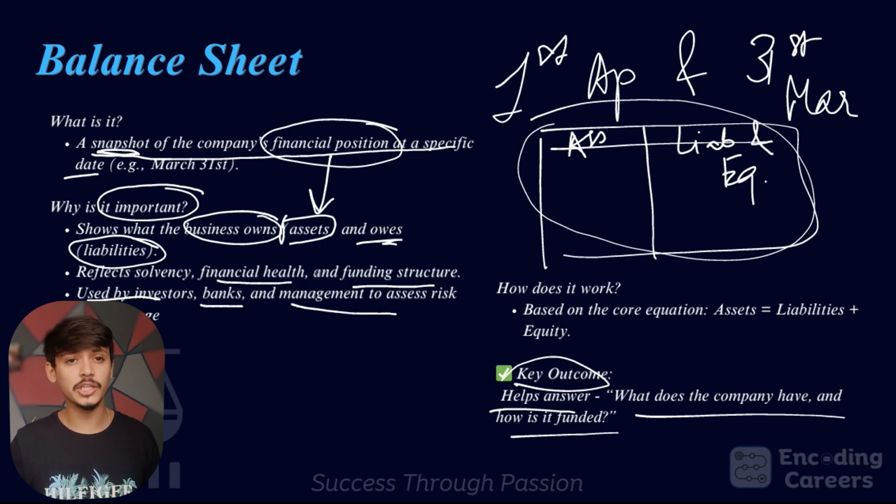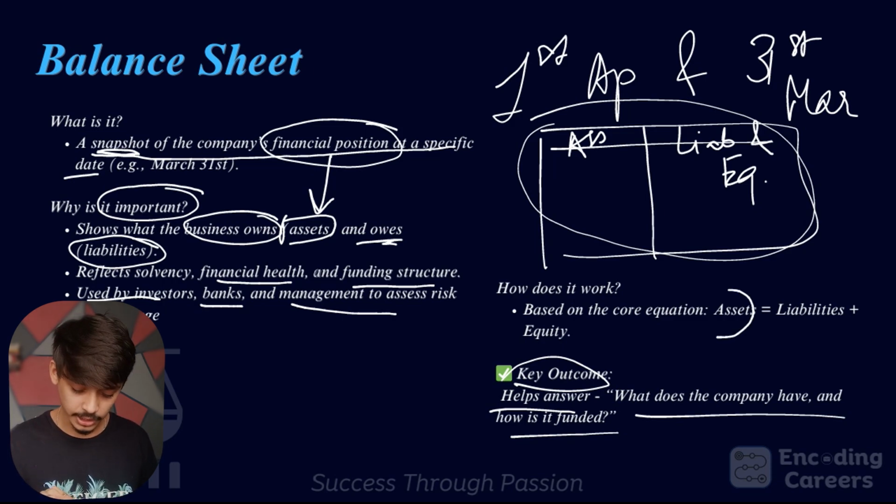As we understood, there are two sides of the balance sheet. First is the asset side on the left hand side, and then there is liability and equity on the right hand side. Based on that, there is a core equation that should always tally up, which is your assets should be equal to liabilities plus your equity.